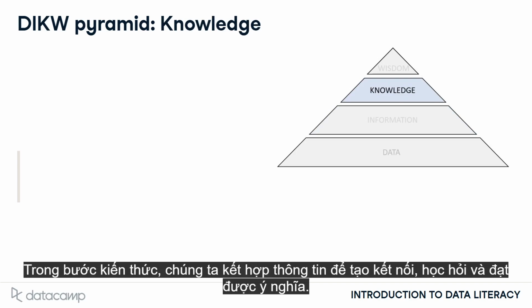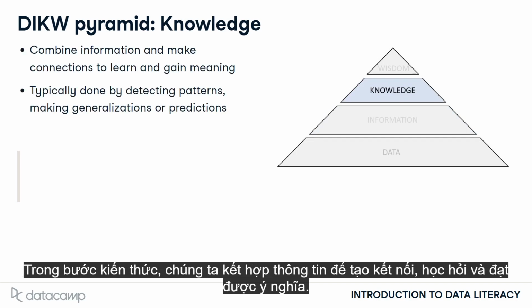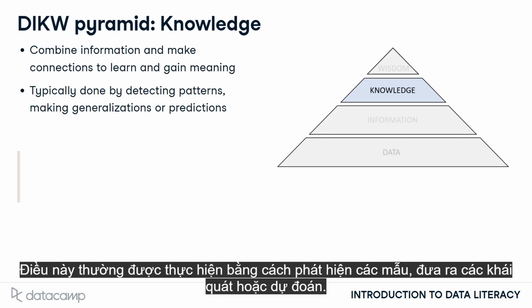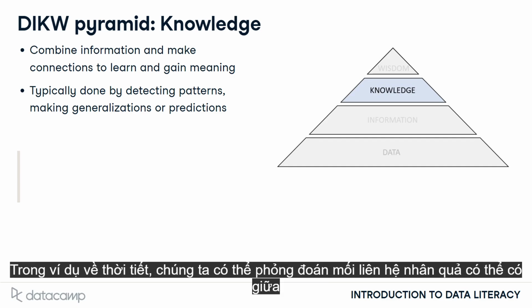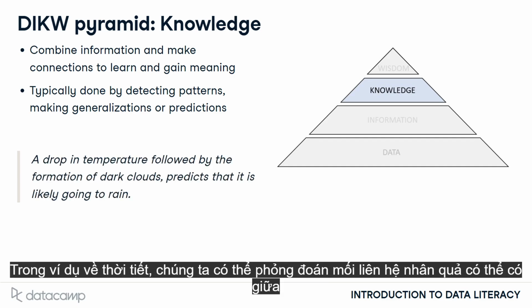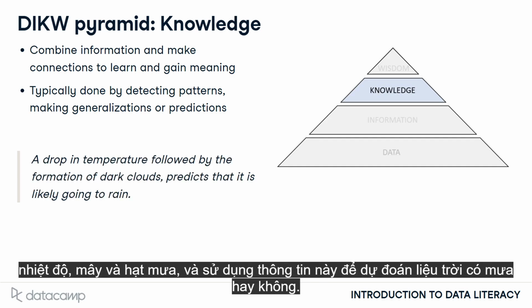In the knowledge step, we combine information to make connections, learn, and gain meaning. This is typically done by detecting patterns, making generalizations or predictions. In the weather example, we can surmise the possible causal connection between temperature, clouds, and raindrops, and use this to predict whether or not it is going to rain.